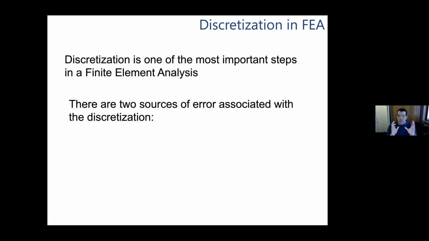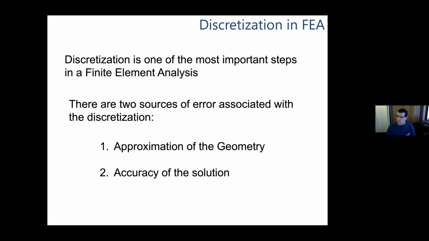So when we talk about meshes, there are two sources of errors associated with the discretization. Can somebody tell me, by intuition, which are these two sources of errors that come to your mind? Okay, I already did one. One is the approximation of the geometry. Remember that we are actually discretizing a continuum. So the first source of error is the approximation of the geometry, and the second one is associated with the accuracy of the solution.